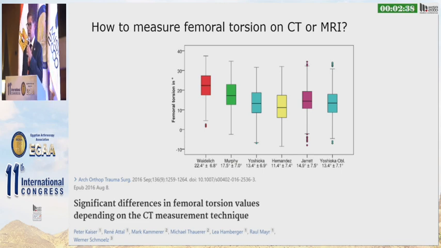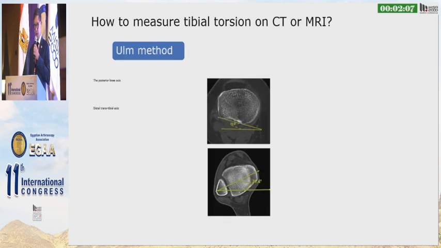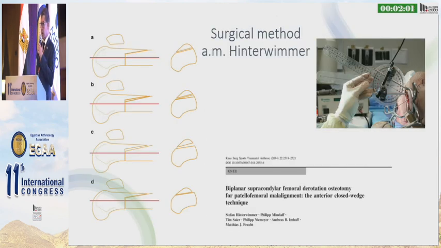If you measure the torsion with the CT or MRI, you have to say which method you have used. It's not enough saying that the patient has 25 degrees of femoral anteversion, because it is very different from method to method. The method I use is the Waidelich method, and it's the center of the femoral head and the center of the trochanter. On the tibia, I use the Ulm method. And surgically, what I use is the Hinterwimmer method.